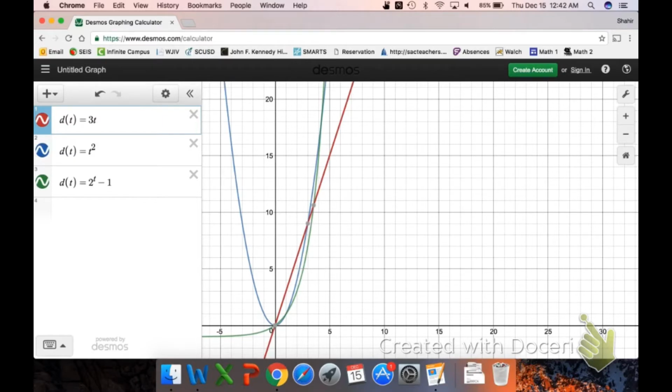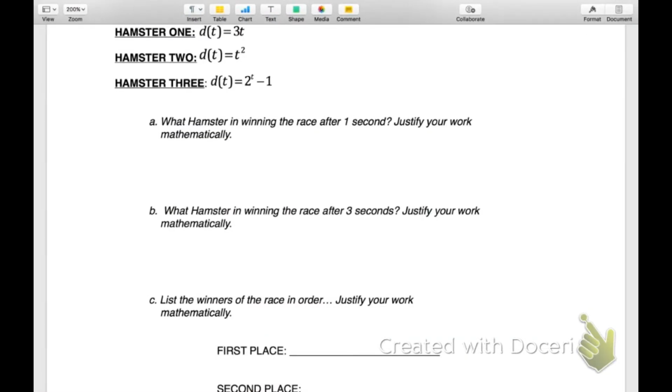Okay, so I'm going to go ahead and write that here. So for hamster 1, hamster 1 is in red. So for hamster 1, after 1 second, he's 3 meters ahead in the race. Now let's go ahead and look for hamster 2.